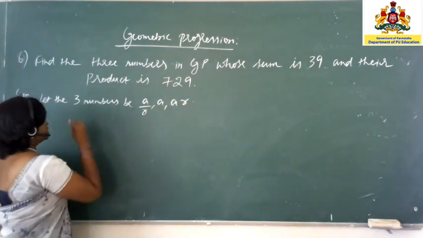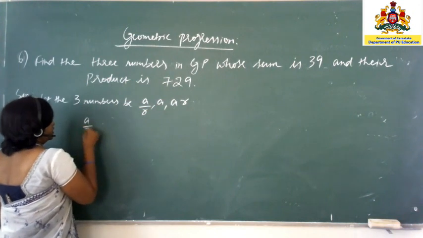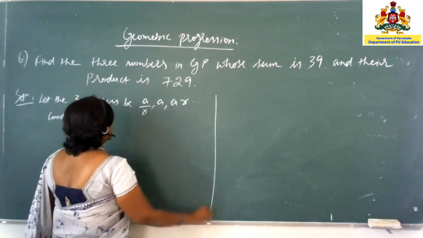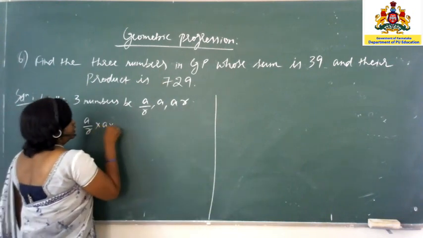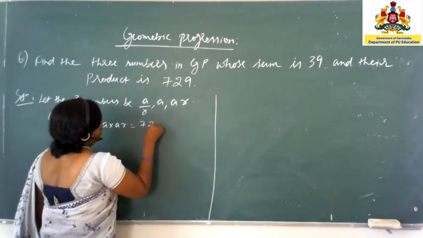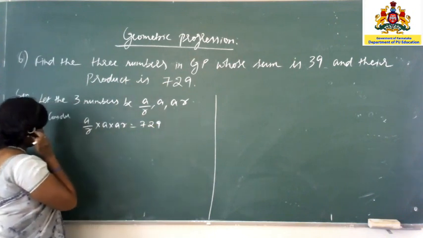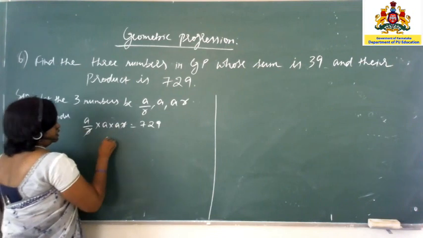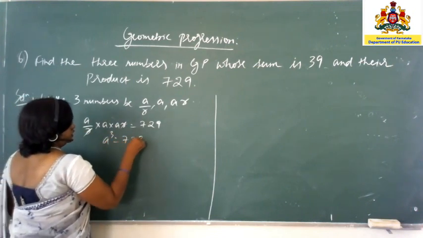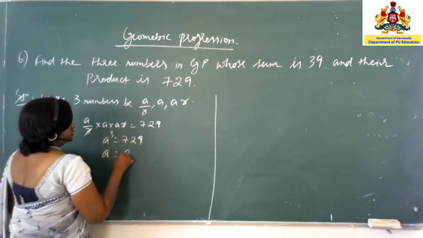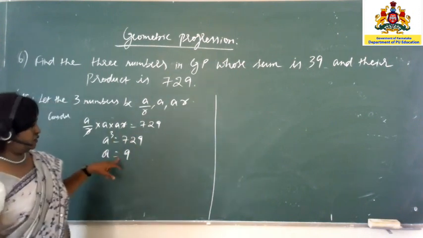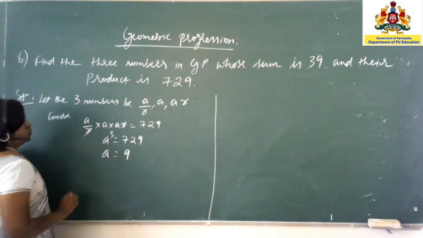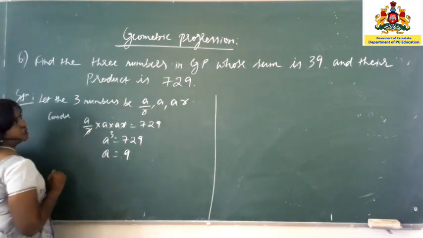I'll consider the product. A by R into A into AR is equal to 729. So R will get cancelled. A cube is equal to 729. So A is equal to 9. So 9 9s are 81, 81 9s are 729. So now I'll consider the sum. Sum is 39.